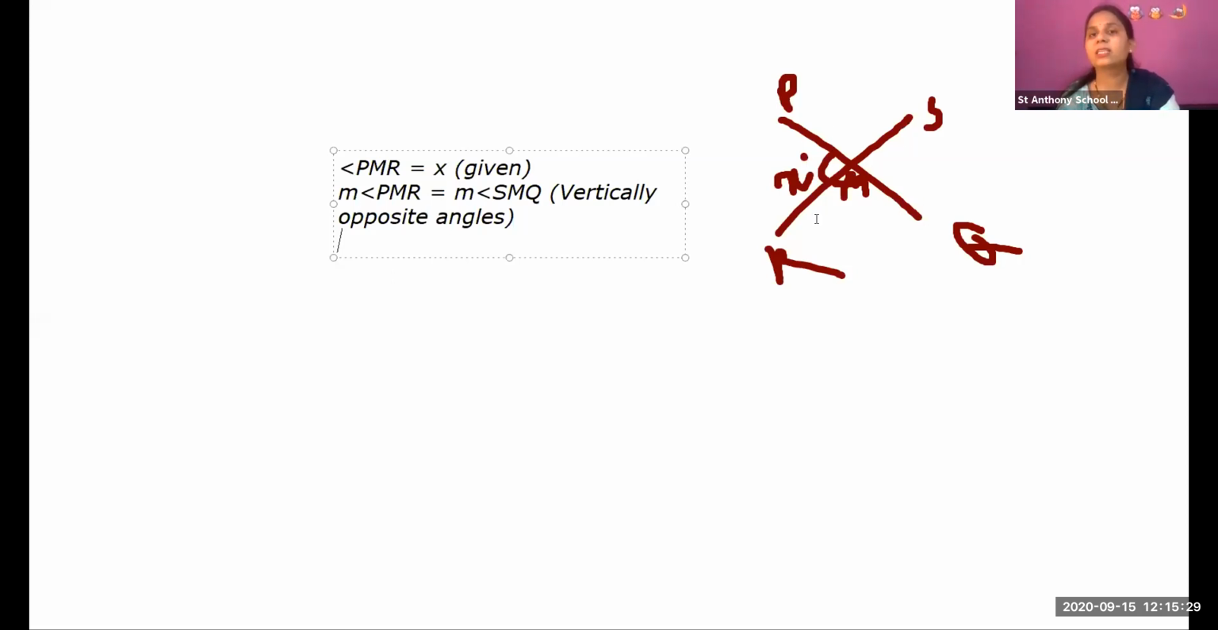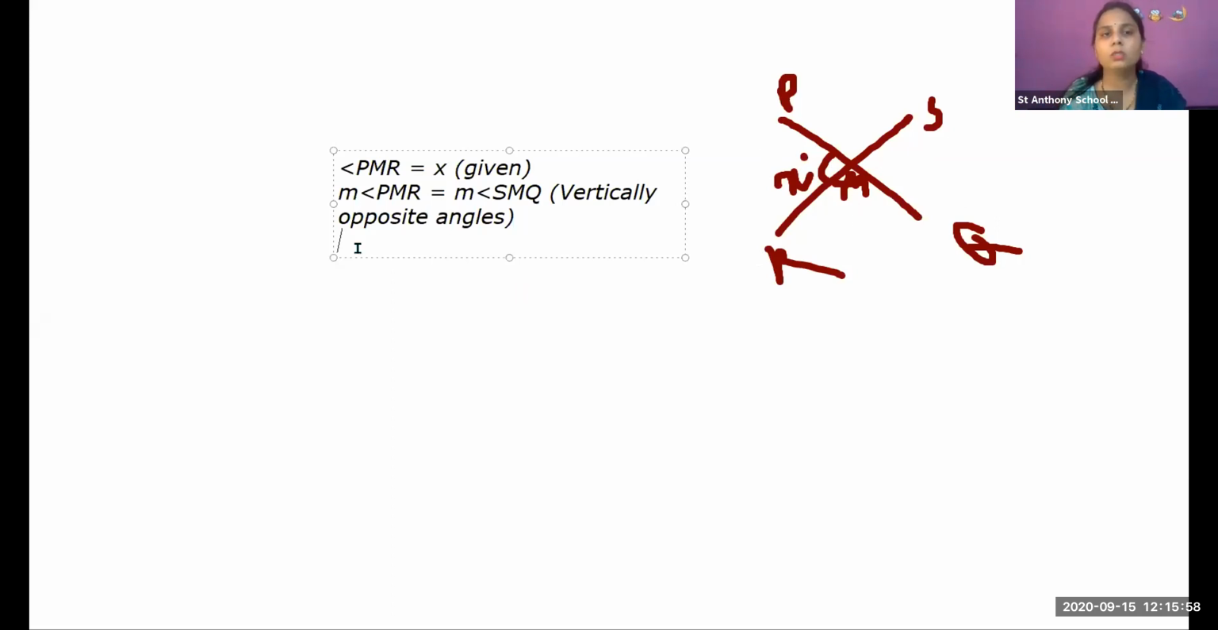Whenever there is an X sign or a cross, okay? So every time keep in your mind that ये जो PMR है और ये जो SMQ है ये एक दूसरे के बिल्कुल अपोजिट में है. So they are known as vertically opposite angles. When the cross sign is there, these two angles are vertically opposite angles. Now PMR and SMQ are vertically opposite angles. They are exactly opposite to each other.